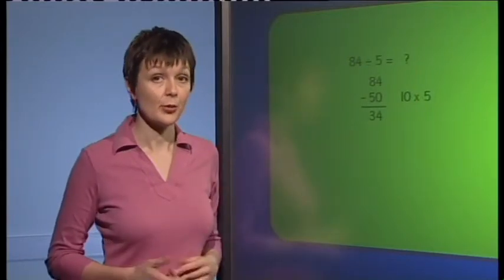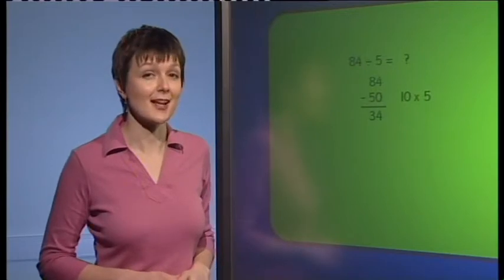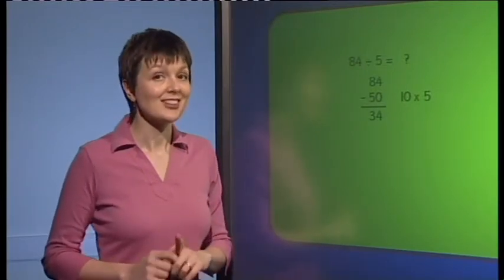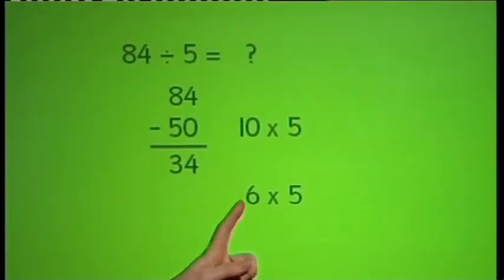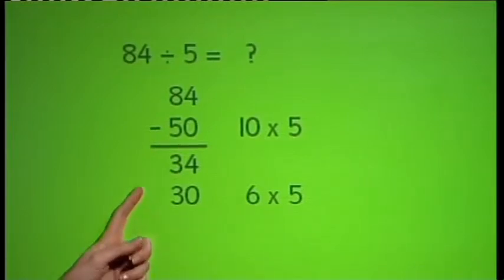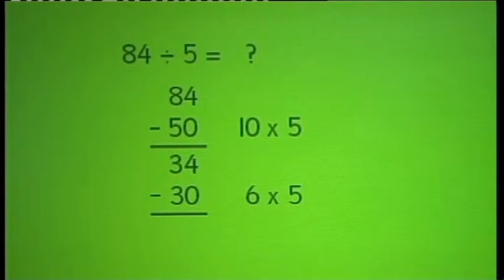So now we're looking for some multiple of 5 that's easy to take away from the 34 we have left. We're in the 5 times table, so your number facts tell you that 6 times 5 is what you want. 6 times 5 is 30. So we've used up another 30, and we need to take it away from the 34 we had left. 34 take away 30 is easy, it's just 4. And now we've come to the end. 4 is too small to take any more 5s away from it. 4 is the remainder that you have left at the end of this division.